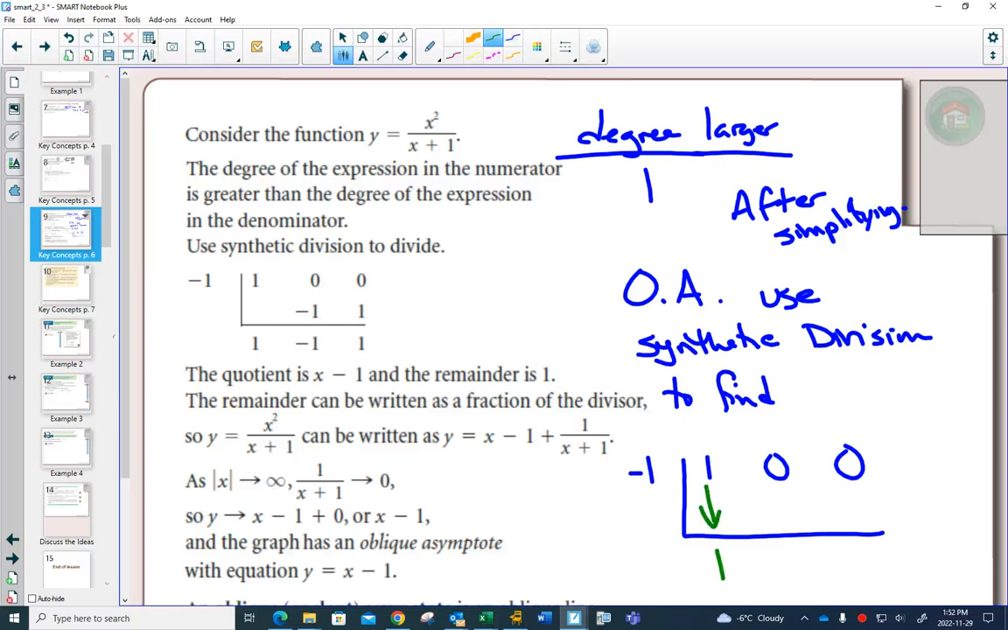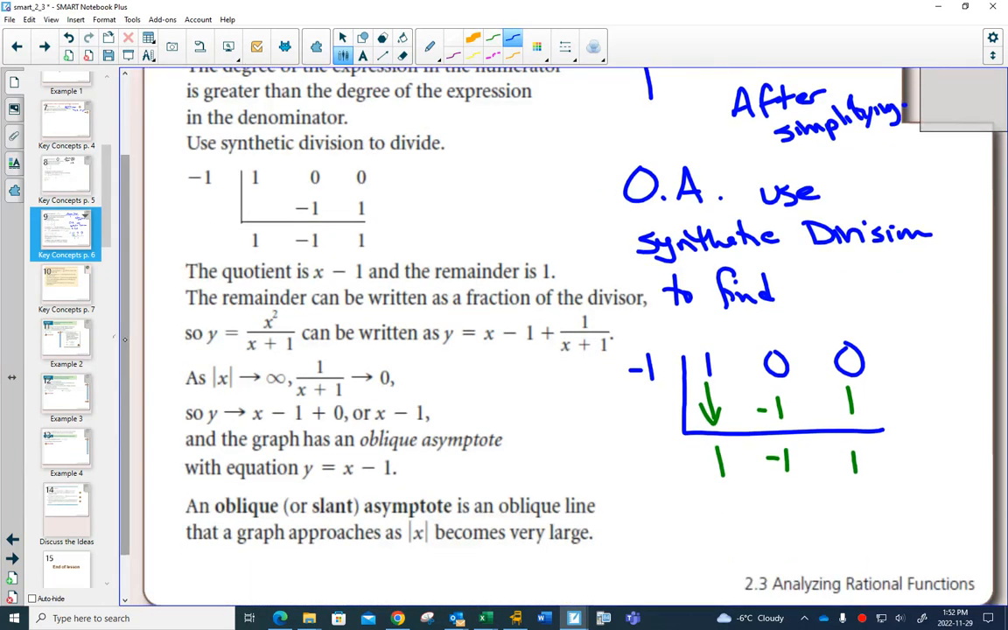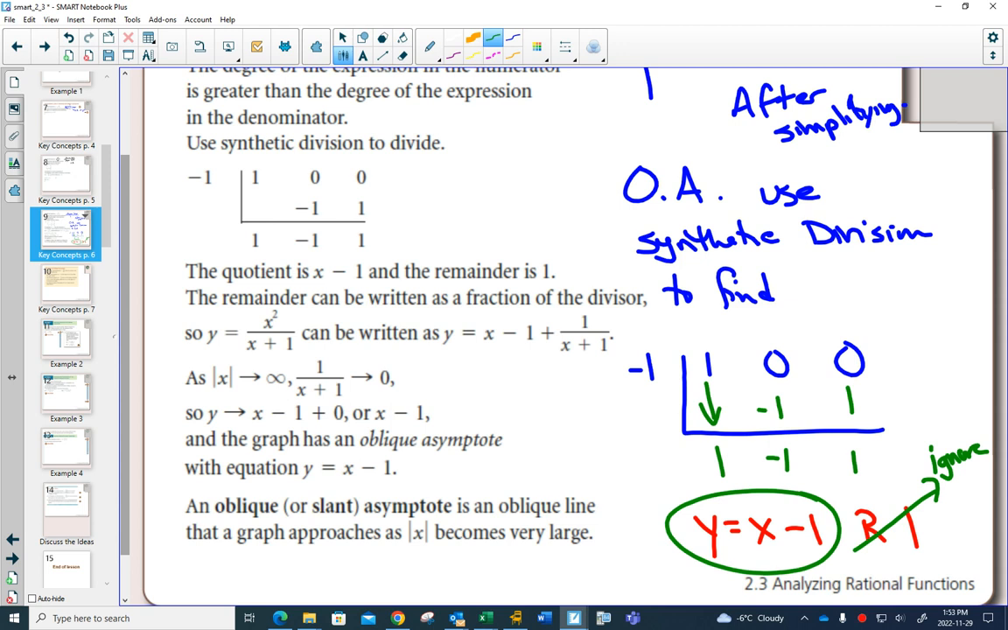Bring down the 1, multiply, add, multiply, add. And the division statement, or the quotient that you get, is x minus 1 remainder 1, and you can just ignore whatever the remainder was. That is the equation of your oblique asymptote. Whatever the answer is after you divide is your oblique asymptote.